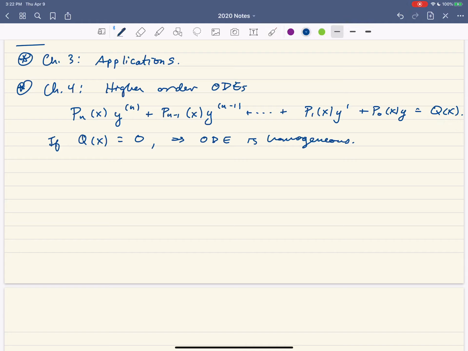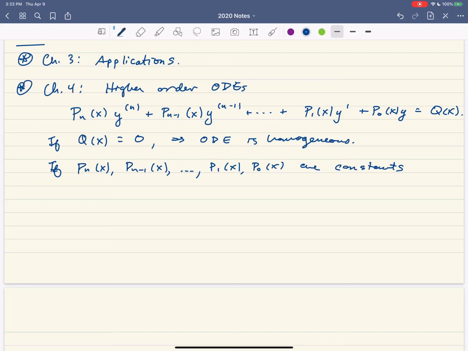And we also talked about when p sub n of x, all these polynomials, all the way down to p1 of x and p0 of x, are constants. And when all these polynomials are constants, even if it's not homogeneous, we have a nice method of solving those differential equations involving the characteristic function. Solving that, you get your roots, and then knowing whatever we know about the roots and the multiplicities, whether they're real, real with repeated roots, or complex roots, we know what to do with those.